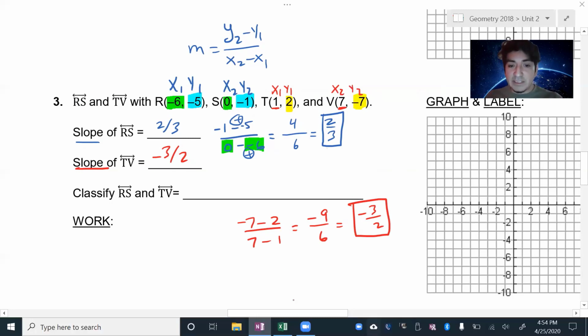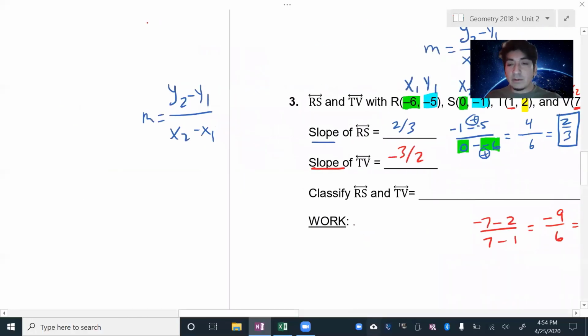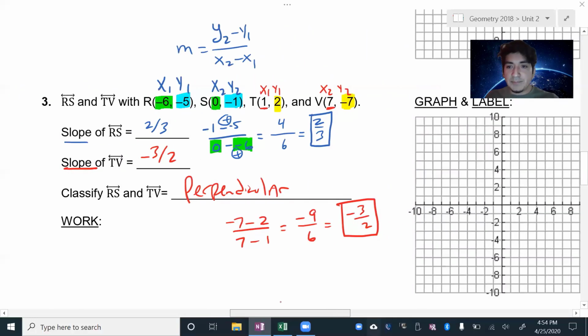In this case, by looking at my chart, or you can identify by yourself, they're opposite reciprocals, because they're flipped and one's positive and one's negative. So that means they're going to be perpendicular. So it's going to be perpendicular lines.